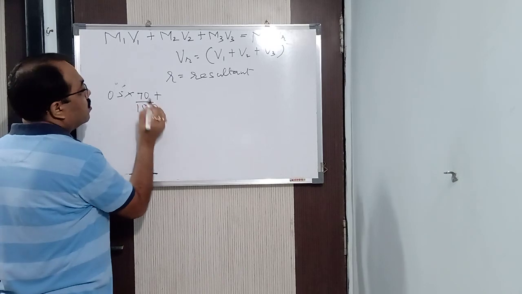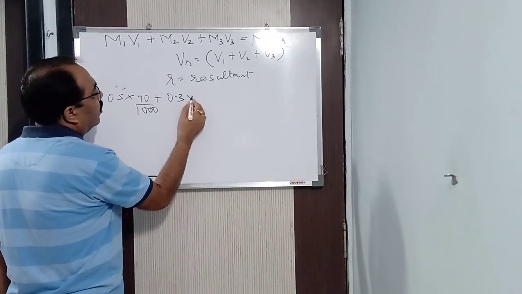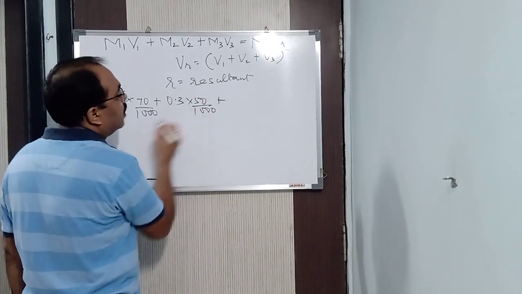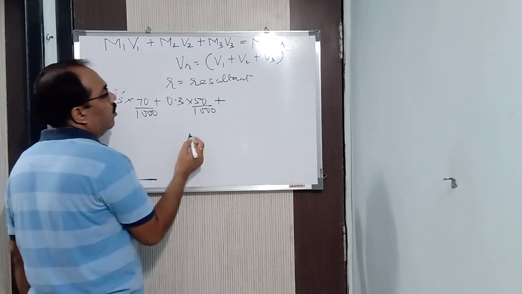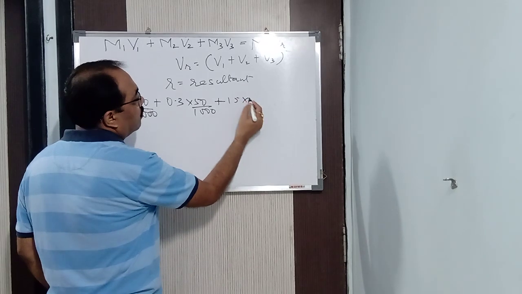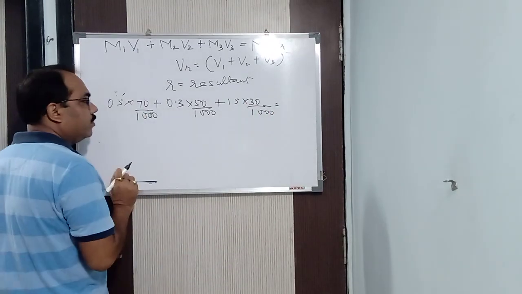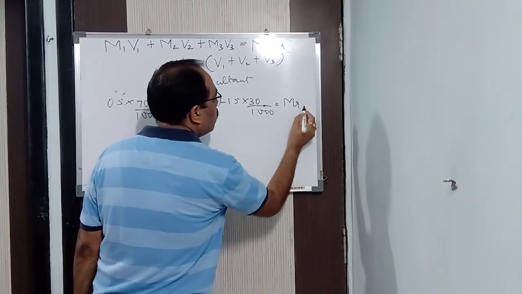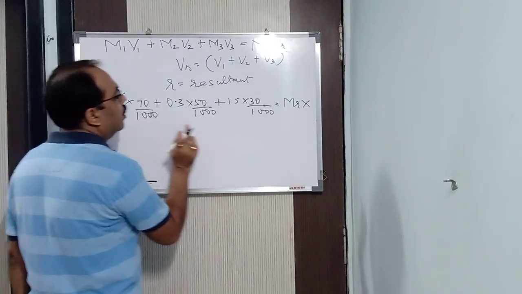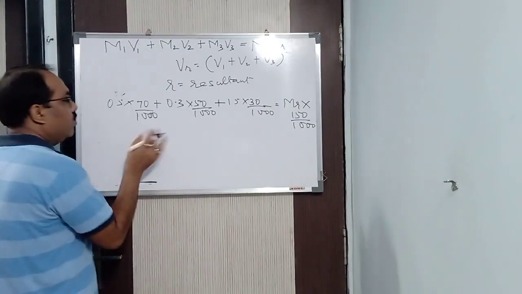Understood? Okay. Now the sulfuric acid is 0.3 molar, and the volume, let us say, 50 ml, so 50 by 1000. And let us say I have taken hydrochloric acid whose molarity is 1.5 molar and volume 30 ml, so 30 by 1000. Understood now? Now MR is to be calculated, and VR is 30, 50, 70, that is 150 ml. So 150 by 1000.